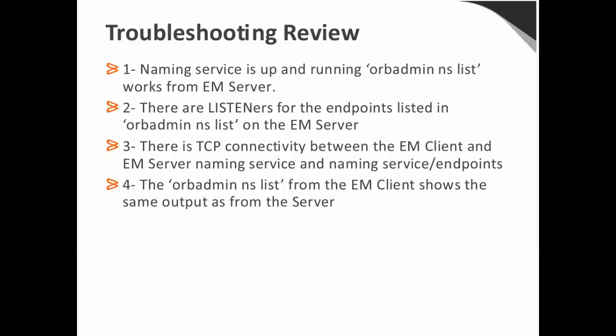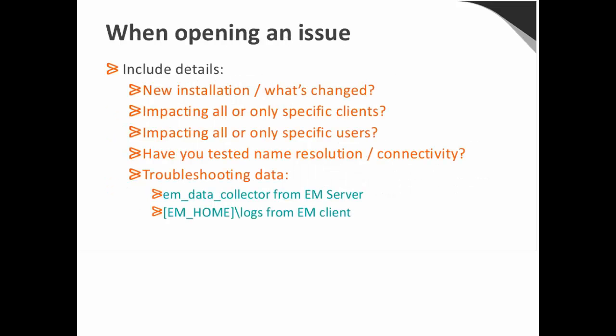Once we verify that there is a listen on the server, we go over to the client and we run the connectivity test, preferably using Telnet. We make sure that we're able to establish a connection. If we aren't, we need to go to the networking people and have them investigate it. If we are, our next step, or our last step, is to go to the bin directory on the client and run that orbadmin NS list. Make sure it shows up the same as it did on the server.